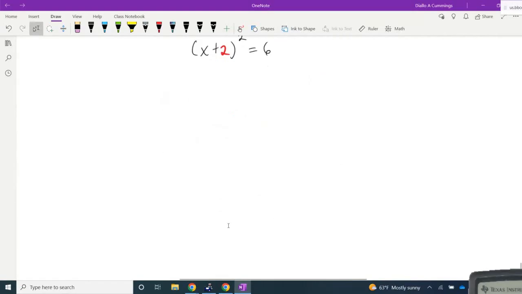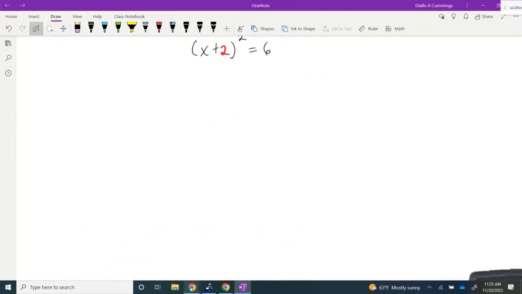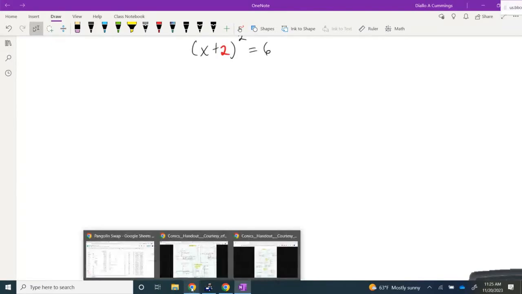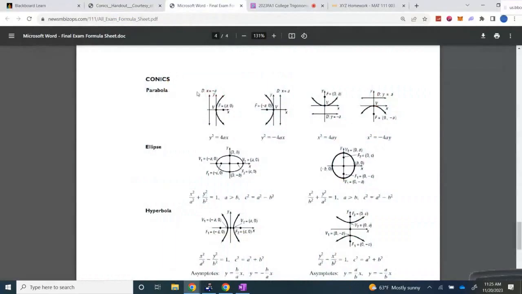Now we're going to take a look at the formula sheet with the conics that are centered at the origin. And we're going to start with the parabola. So there are 4 different shapes. We have a C shape, a reverse C shape, we have a U shape, and we have an upside down U shape.